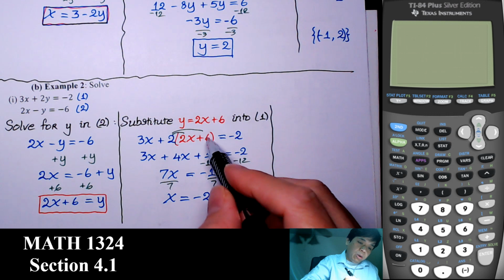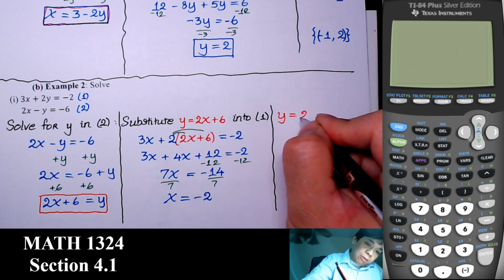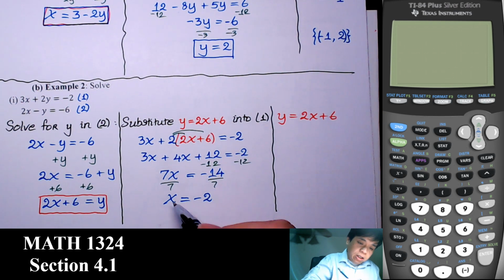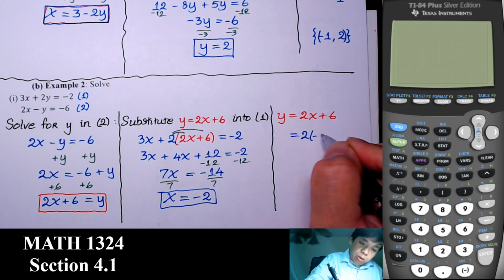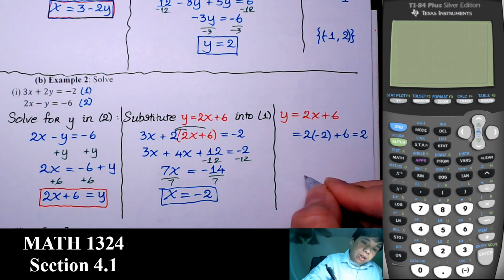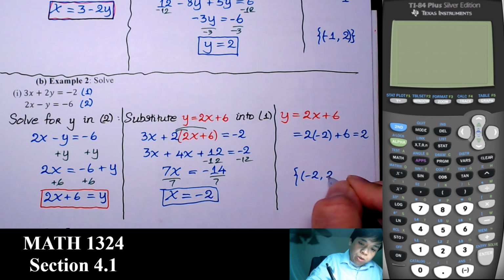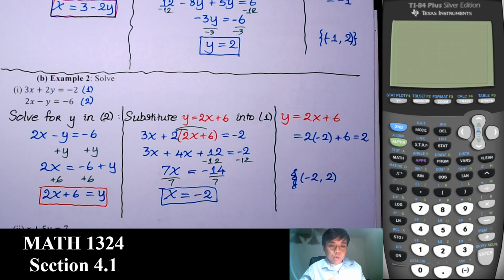And now we're just going to solve for y equal to 2x plus 6, because we already know x. Now we just need to solve for y. So we're going to put -2 in for x. So -4 plus 6 is 2. So we have x equal to -2 and y equal to 2. That is the solution.